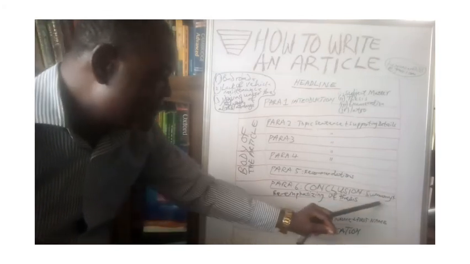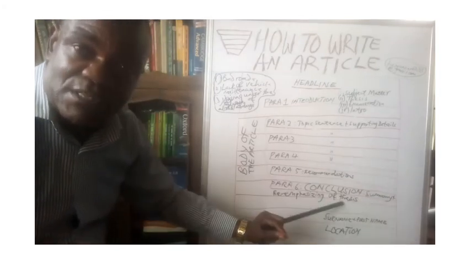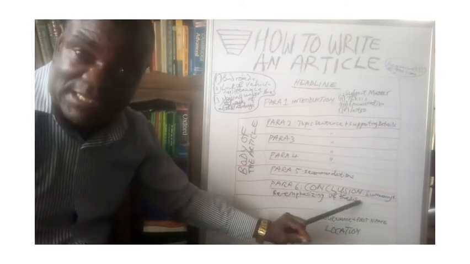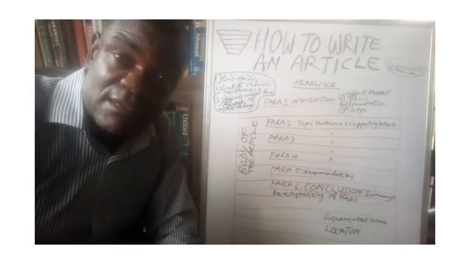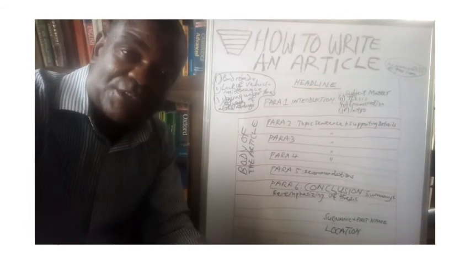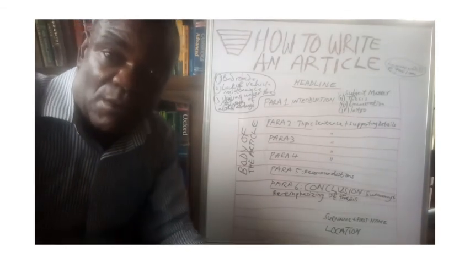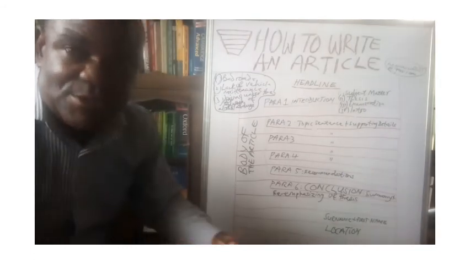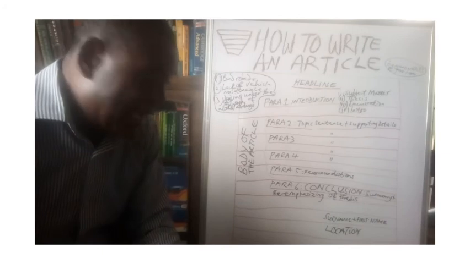Your conclusion is simply to summarize the key points you have already discussed, and then re-emphasize your thesis and call on the authorities to take action in order to put a stop to the ugly situation. So, you are through with your article.